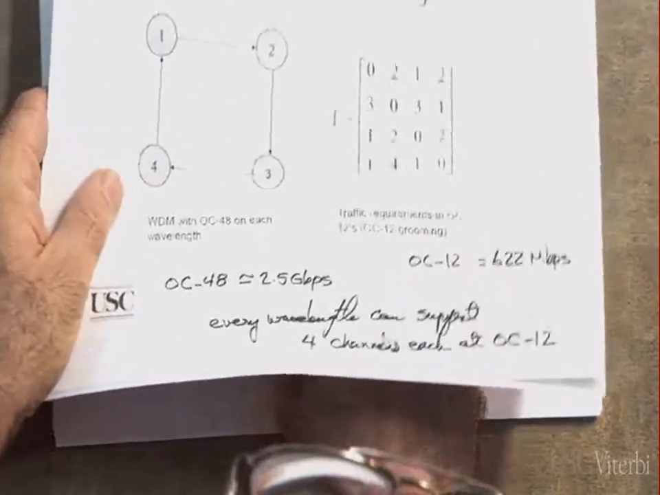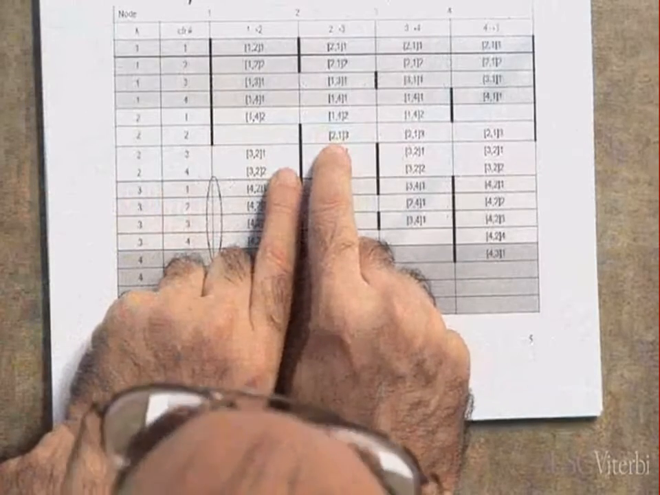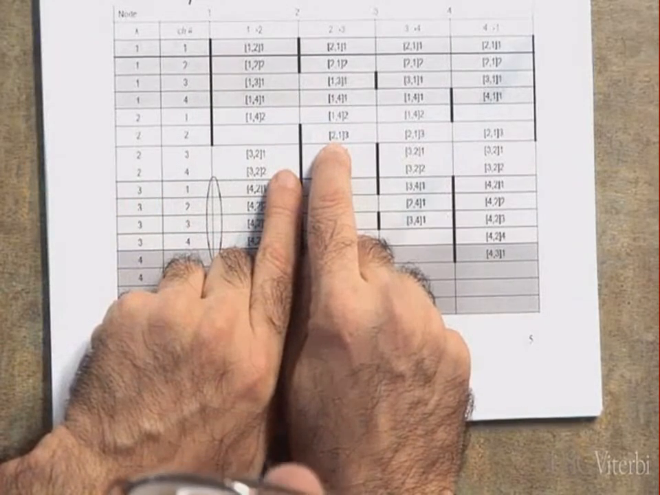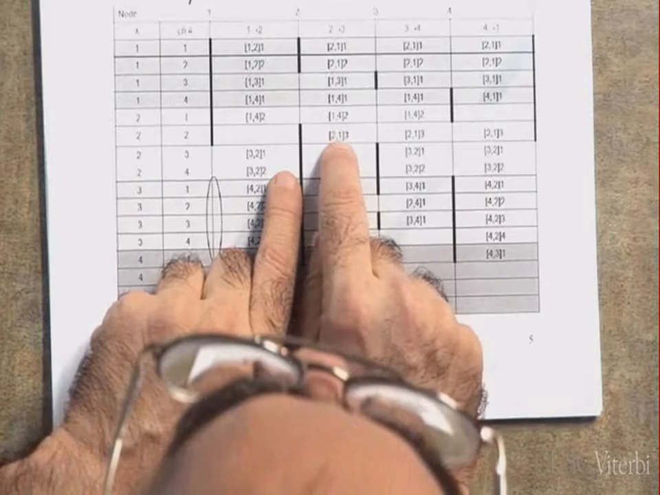How many 2 to 1 do we have? 3. So I have what? 2 to 1. Remember, the 2 is what? Originating at 2 and terminating at what? At 1. So this one is what? 2, 1.